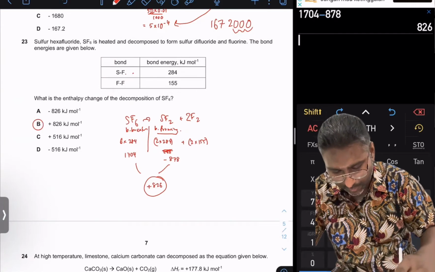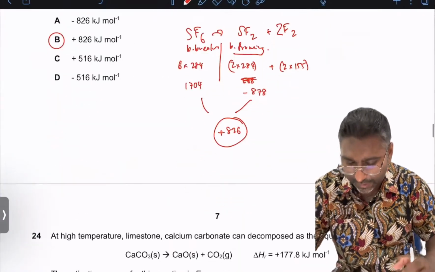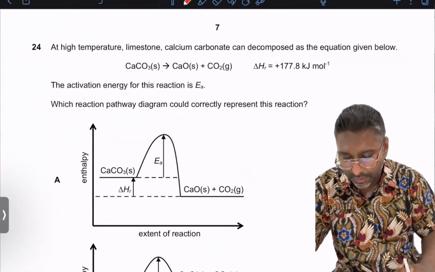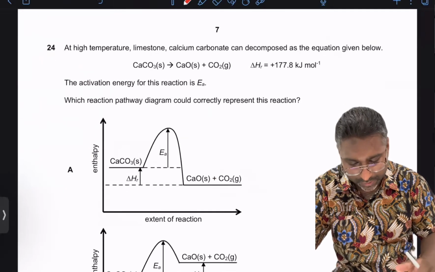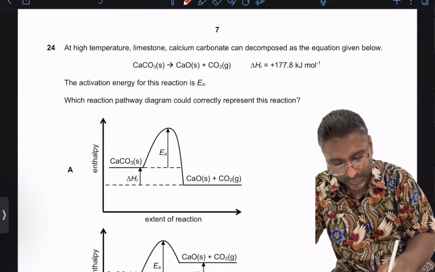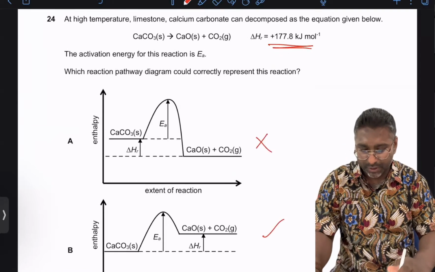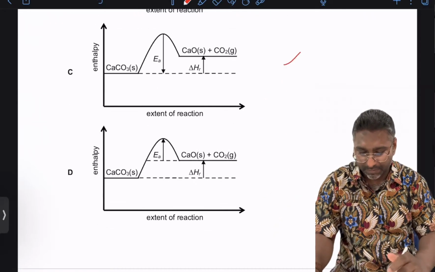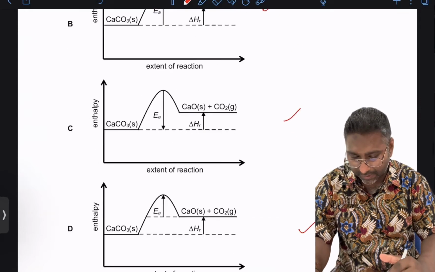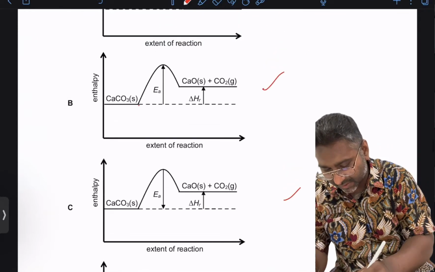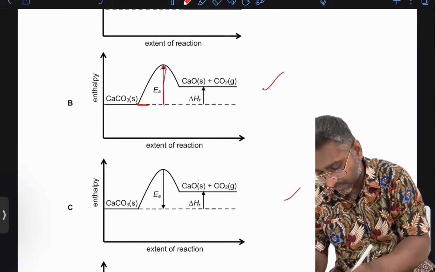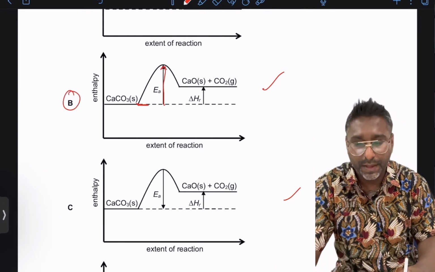Now, the next question, they are going to tell us that at high temperature, limestone can decompose. So it's an endothermic reaction. This one is exothermic, it must be endothermic. So let's look at activation energy. Activation energy must be from reactant to the top. So this is going to be the answer.